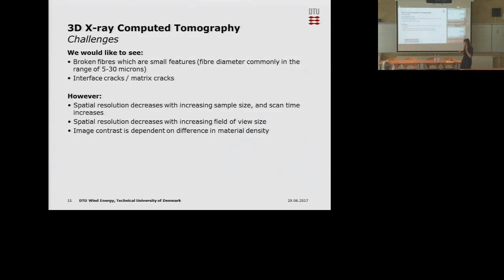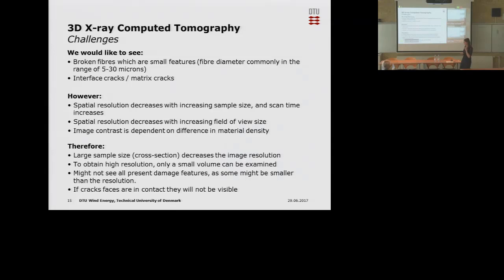But the spatial resolution in the images decreases with increasing sample size, and scan time also increases. Spatial resolution also decreases with increasing field of view, and the image contrast is dependent on the material density. What this means is that if we want to look at a large sample, which is the cross-section that actually matters, then we will get worse image resolution. To obtain a high resolution, we can only look at a small volume, which is also quite relevant.